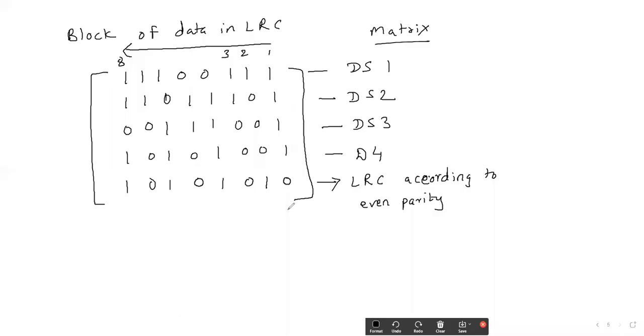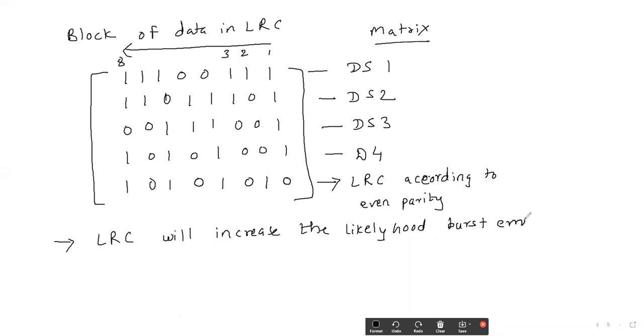Performance of LRC: LRC basically increases the likelihood of detecting burst errors. Remember, single parity will detect a single error, but LRC increases the likelihood of detecting burst errors. Burst error, as I already told you, is a multi-bit error. So this method is designed for detection of burst errors, and an LRC of n bits can easily detect a burst of n bits.